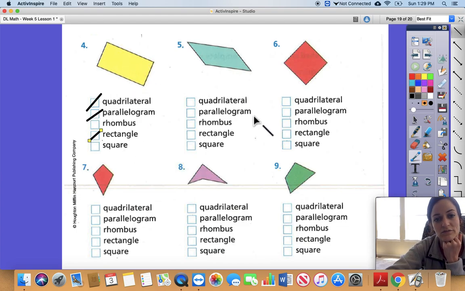Go ahead and pause the video and try to see, for all of these shapes, which categories it does fall under and which categories it doesn't fall under. Go.